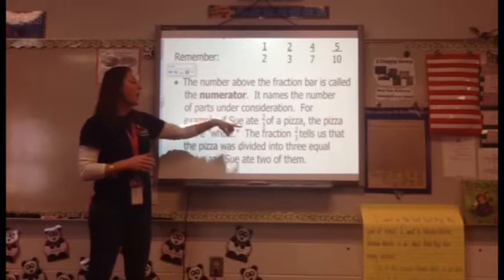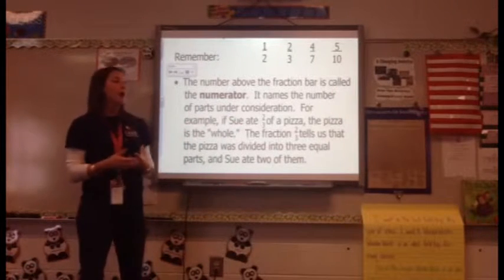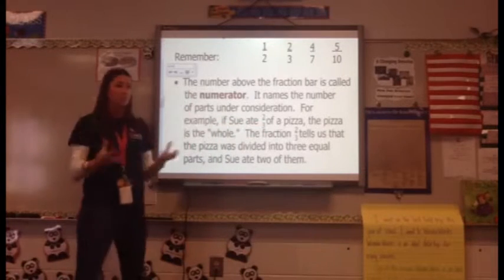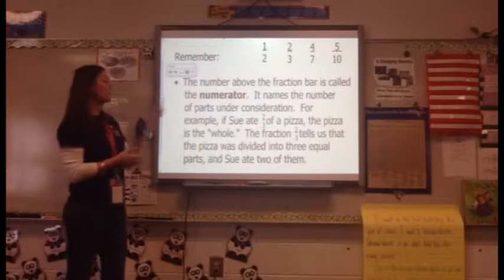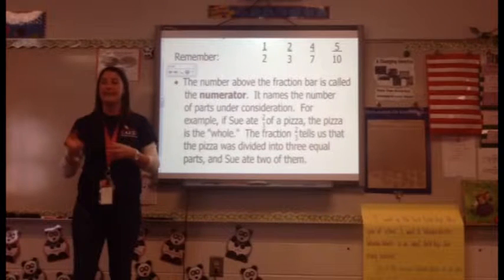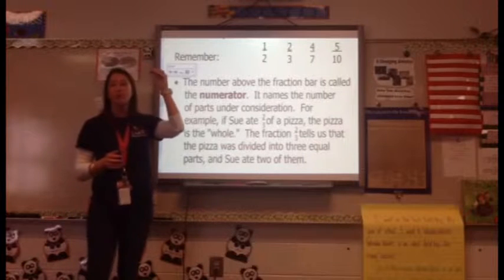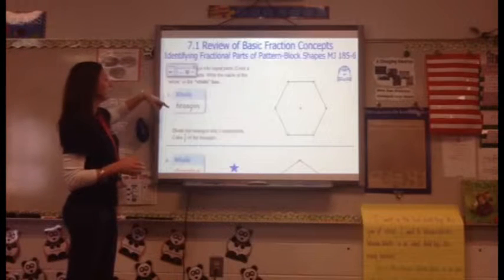The number on the bottom is the whole. It could be the whole pizza, the whole orange, the whole mile. That's the whole or the one. The number on top, say I was hungry and I cut my pizza into 8 slices. 8 would go on the bottom and I ate 2 of them. 2 would be your numerator or your top number.